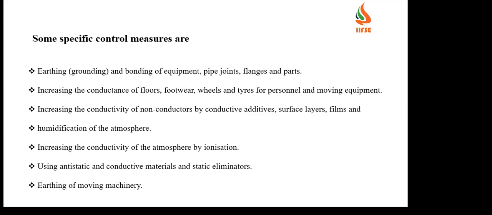If you see some of the specific control measures: earthing and grounding and bonding of equipment, pipe joints and flanges and parts, which is about the pipeline. Wherever we have solvent pipelines, jumpers are placed for static electricity. So it will take the continuous flow, and the end of the pipeline we used to conduct with the earth for the discharge. And increasing the conductance of the floors, footwear, wheels, and also tires for the personnel and also moving equipment, and increasing the conductivity of the non-conductor by conductive additives and also surface layers and films.